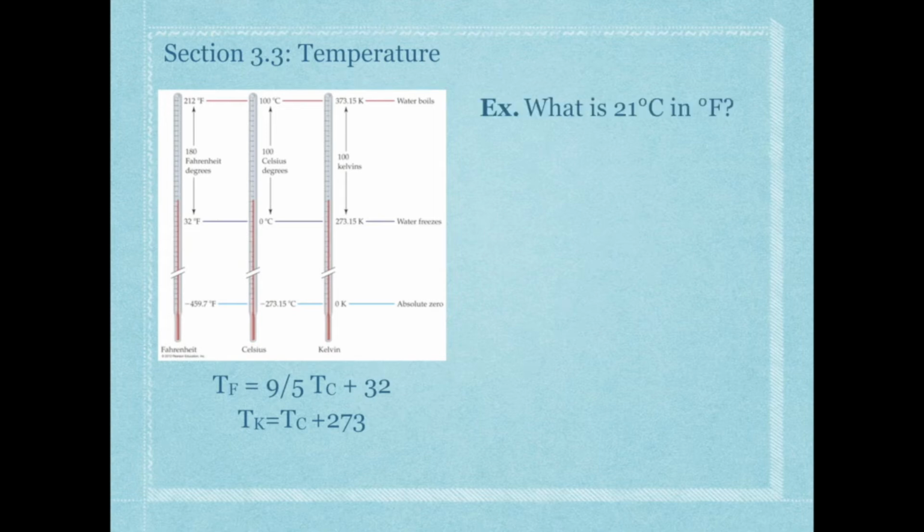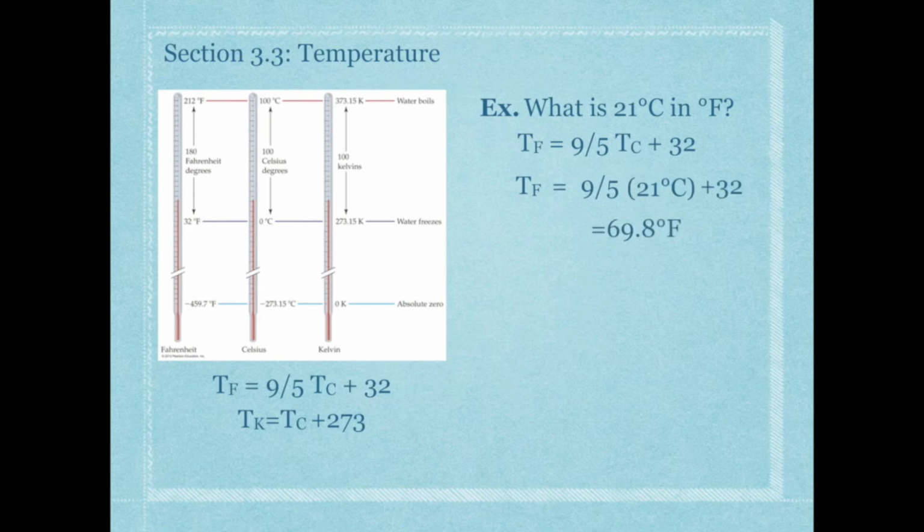So if we look at this example, it asks us to take 21 degrees Celsius and convert it into degrees Fahrenheit. So I'm going to use this equation right here. I don't know my temperature in Fahrenheit, but I do know that it's equal to 9/5 times my temperature in Celsius, which is 21 degrees, plus 32. And so when I calculate that, I get 69.8 degrees Fahrenheit.